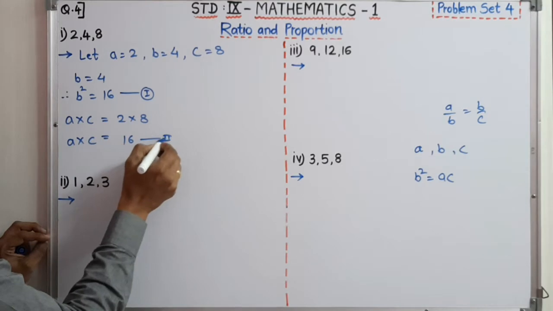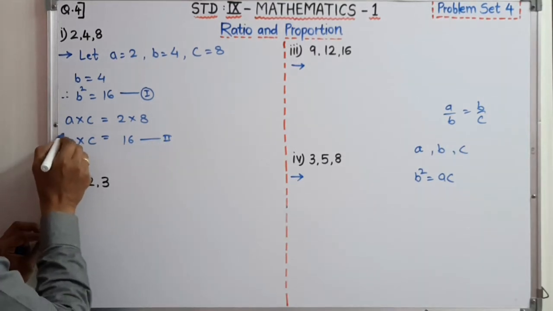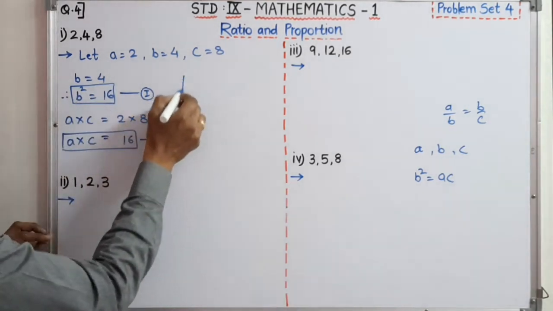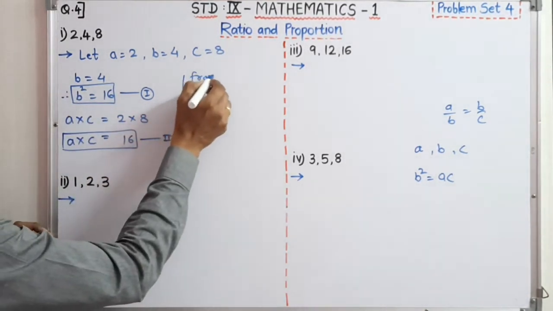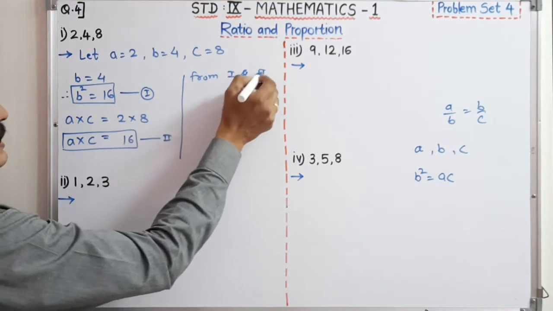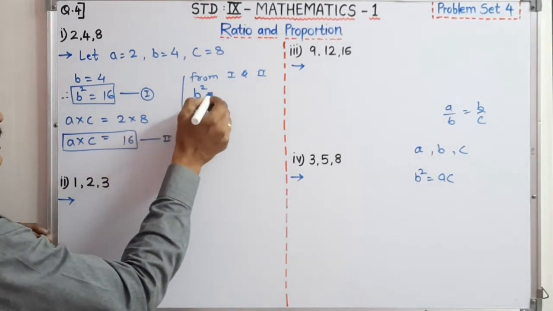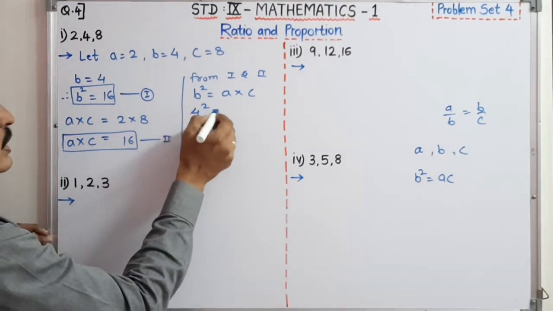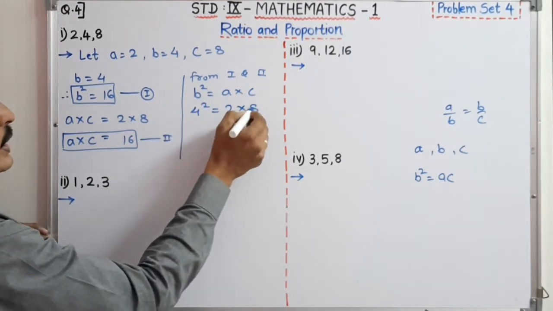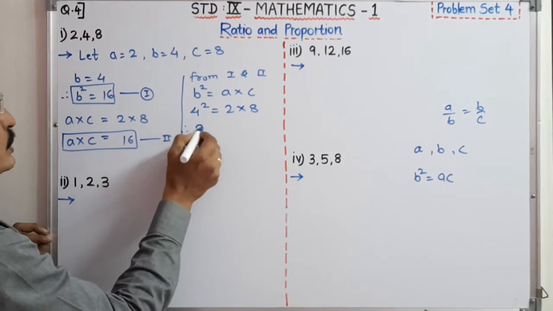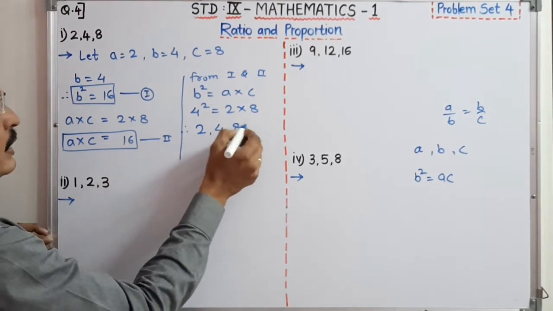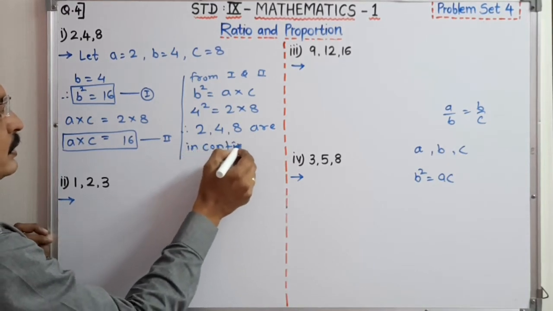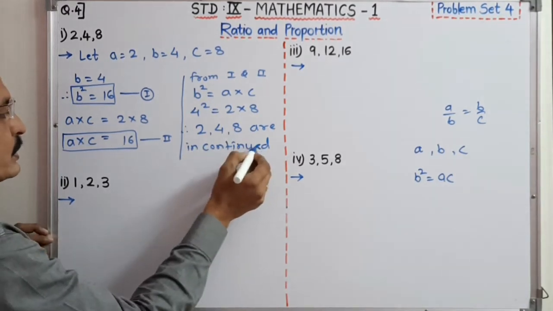It is second. That means, dear student, from first and second, this B square is equal to A into C. That means 4 square is equal to 2 into 8. Therefore, these 2, 4, 8 are in continued proportion.